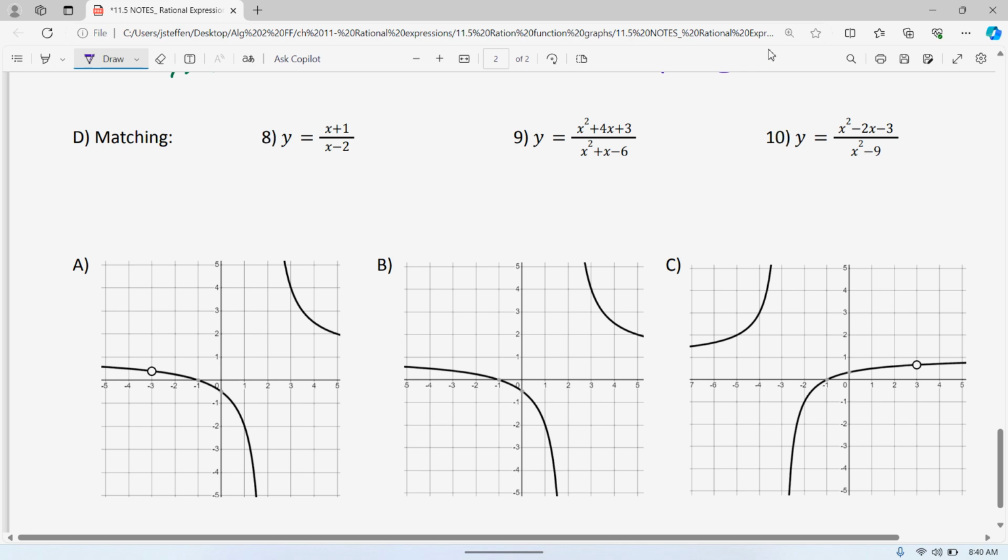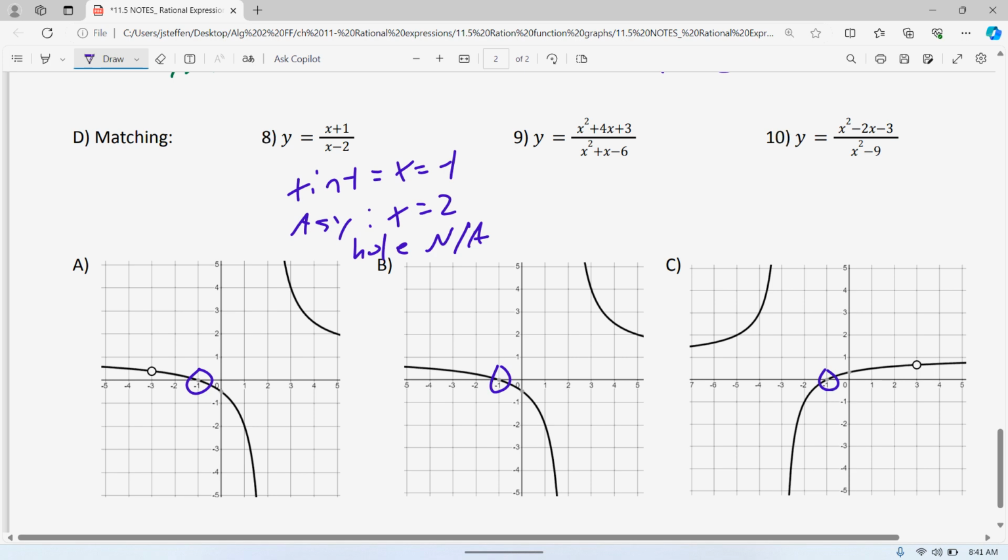Number 8, the x-intercept is at -1. The asymptote is at +2, and there is no hole. So let's see. I think I would probably start with your x-intercept being -1. Unfortunately, if you look, every single one of these has an x-intercept of -1, so that doesn't help us. So move on to your asymptote.